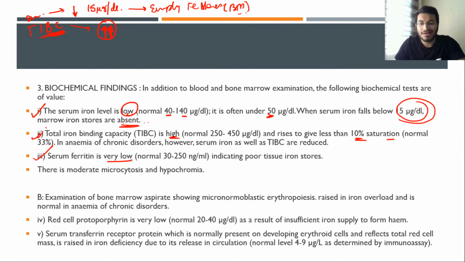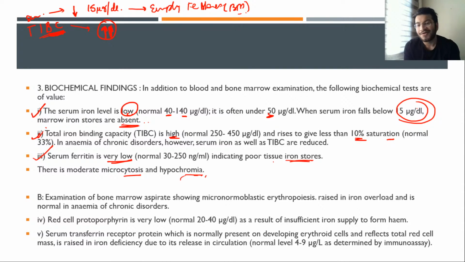Then serum ferritin is very low, indicating poor tissue iron stores. There is moderate microcytosis and hypochromia. So guys, serum iron level and serum ferritin: serum ferritin is the store and serum iron is the free active iron. So serum ferritin and serum iron will be low, as you can see. [Hindi:] This is just common sense. Plus the binding capacity will increase, because there is iron deficiency in your body, and as soon as even a little iron comes, your body will try to extract and absorb most of it. That's why binding capacity will be increased.